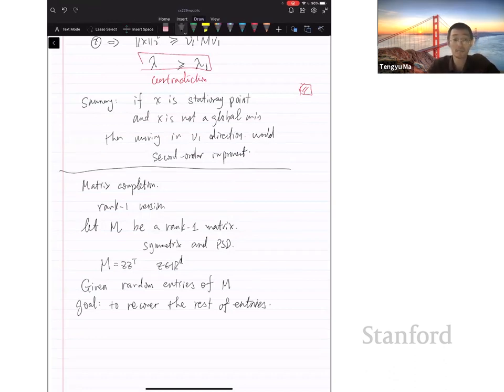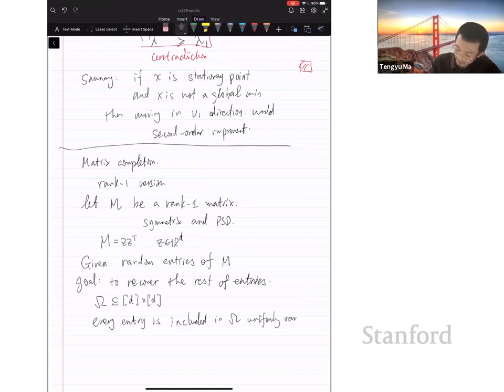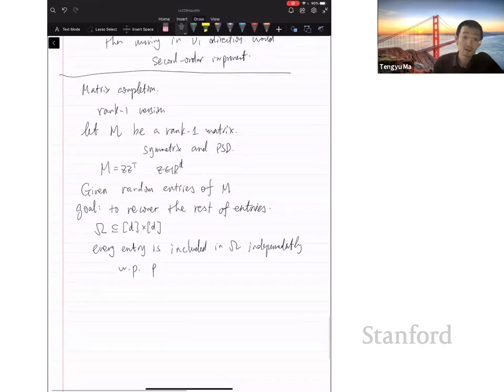Right. So more formally, there's omega, which is a subset of the indices of d times d, and this is a random subset in the sense that every entry is included in omega uniformly randomly, independently, with probability p. Okay, so each entry is included with some probability p.